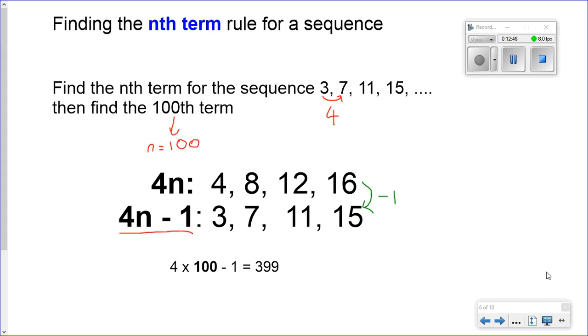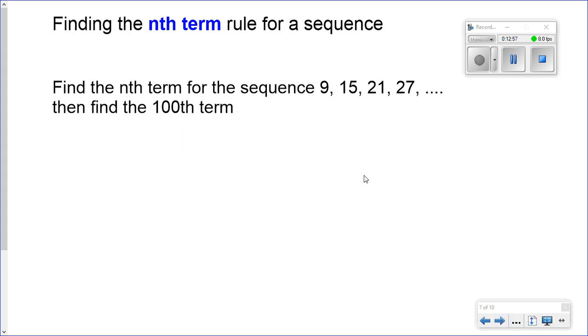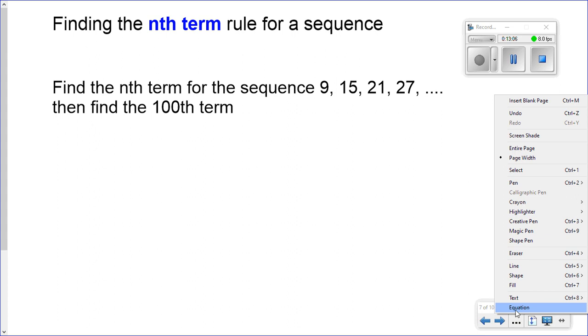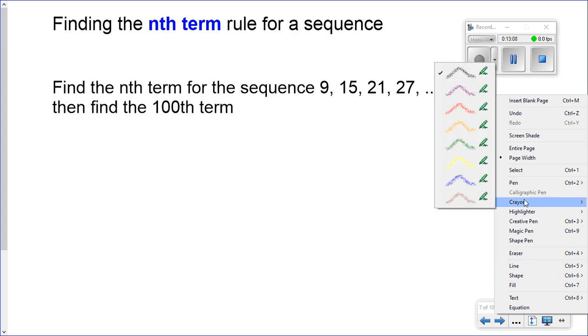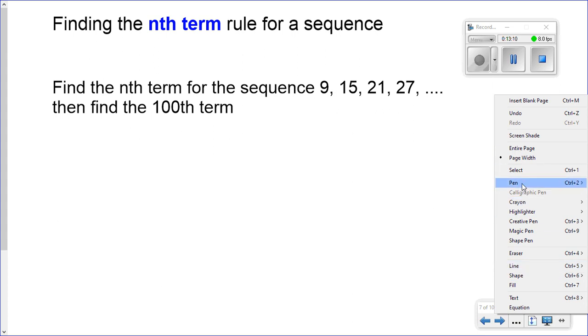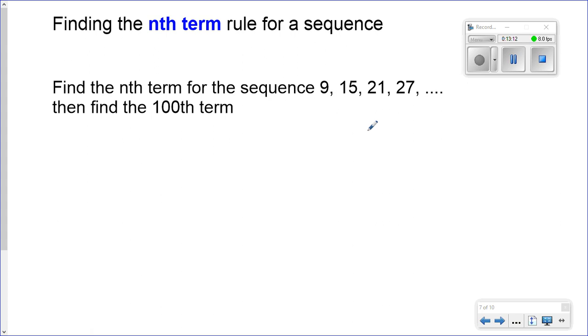Right, we spoke quite a lot there. Let's have a look at another example, and let's try and go through the steps in a way which you can apply in the next task. So find the nth term for the following sequence: 9, 15, 21, 27. Try and recall what the first thing we looked at was in determining the rule. The first thing we looked at is the pattern in this sequence.